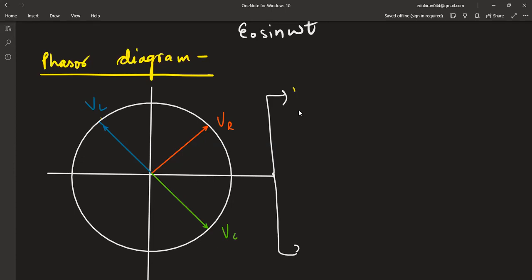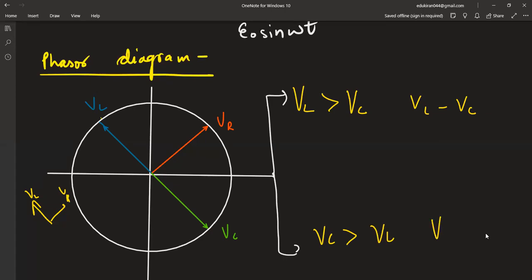So two cases can be there. It can be either VL is greater than VC. So we can write VL minus VC, which will point in the direction of VL only. So we'll be just left with VL and VR, then we can use our normal vector laws. But if suppose VC is greater than VL, then we'll write VC minus VL, which will be like this, downwards, VC minus VL. And here we have VR like this. In this case, XL will also be greater than XC. In this case, XC will also be greater than XL.